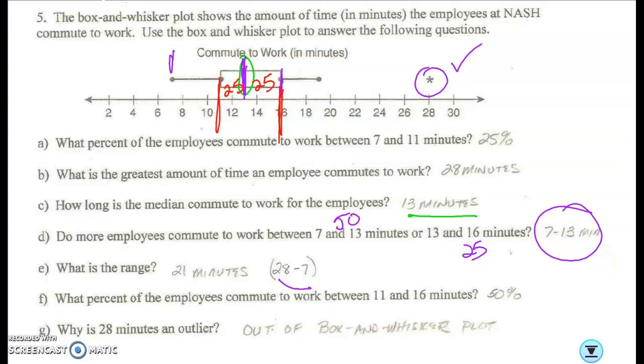And why was 28 an outlier? Because it was just so far out of the data with the rest of the data that we call it an outlier because it's just really far away from everything else. And that's all I had for you. Those were the two questions.